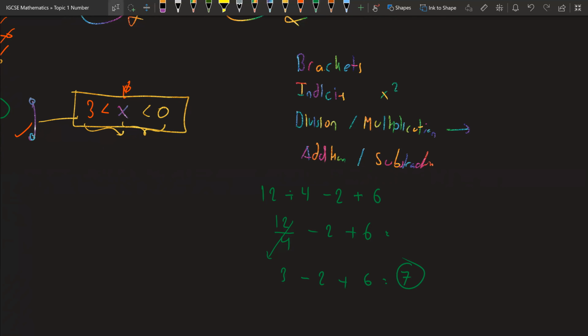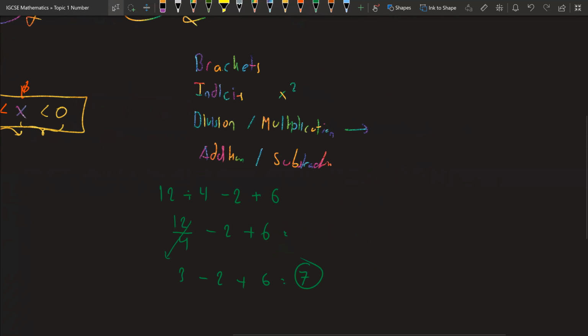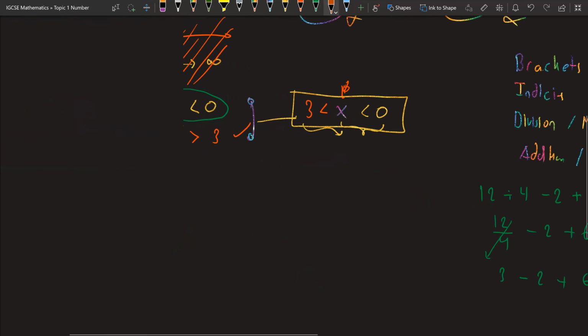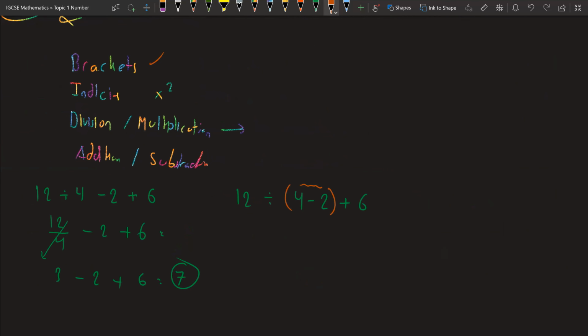Do whatever is in the bracket first. If, let's say, it's given this way, with parentheses here, we should do what's inside here first. So for this one, you get 12 divided by 2, and then plus 6. 12 divided by 2, you get 6, then plus 6, get 12.